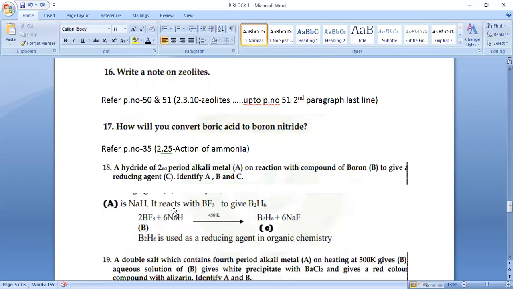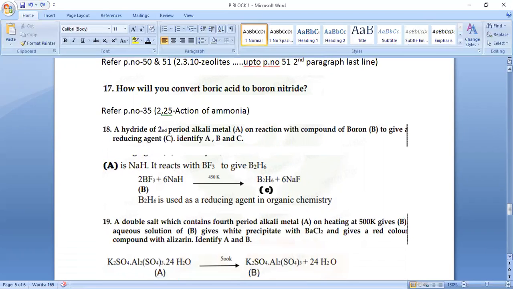The compound A is sodium hydride. When sodium hydride reacts with boron trifluoride, it gives B2H6. B2H6 is diborane. Diborane is used as a reducing agent in organic chemistry. So compound A is sodium hydride, compound B is boron trifluoride, and compound C is diborane.